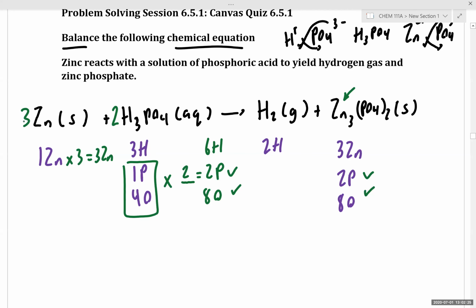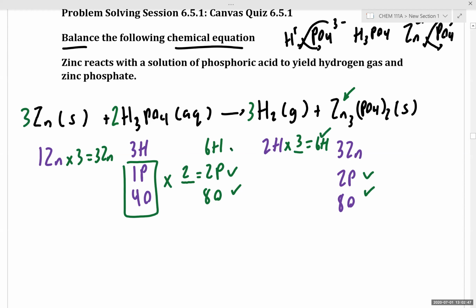Okay, perfect. Now we balance hydrogen. So we have 6 hydrogens on the left. 2 times what would give us 6 hydrogens? What coefficient do we need for hydrogen? 3, yep.